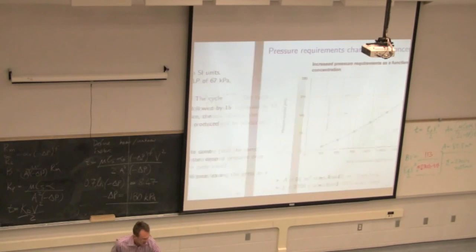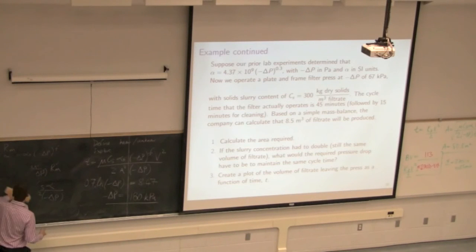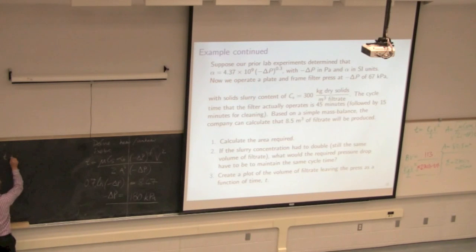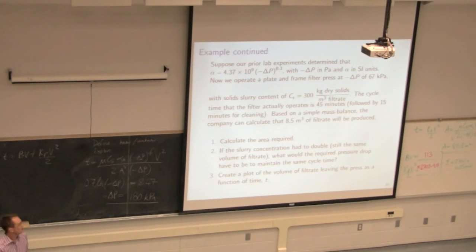The final question then asks to plot the volume of filtrate leaving the press as a function of time. So that's a straightforward one. The easy stuff is for the end. Simply plot t equals dV plus Kp V squared over 2, and you may choose to use that dV term or not. It's not going to make too much of a difference.